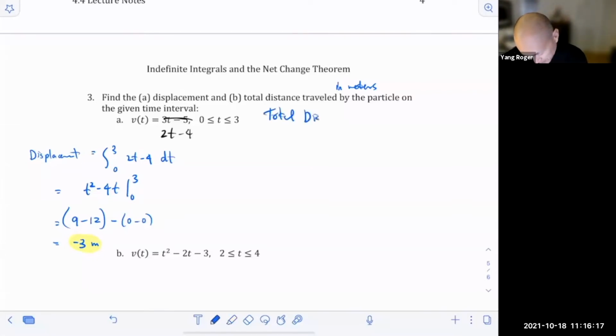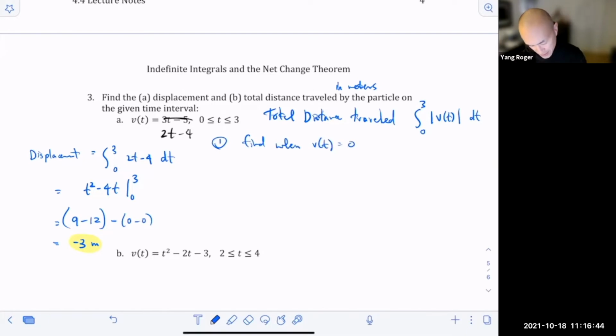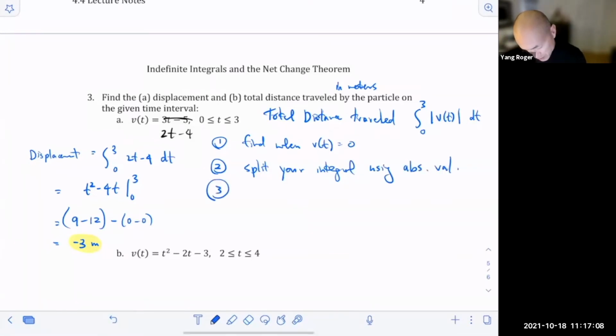So the total distance traveled, you need to integrate the absolute value of the velocity. And in this case, we're going from 0 to 3. So I think the first thing you should do is find when the velocity is equal to 0. Then the second thing you should do is split your integral, and then integrate each piece, using absolute value. The last thing is you've got to integrate each piece. So try that. See if you can get that to work out for you.